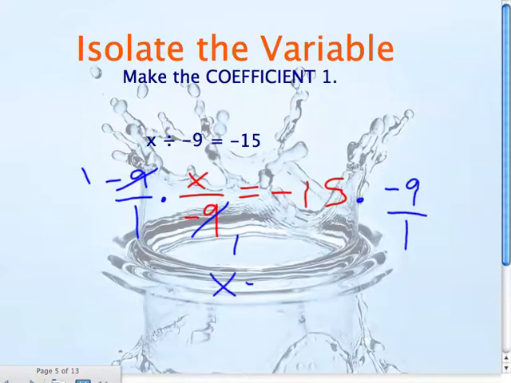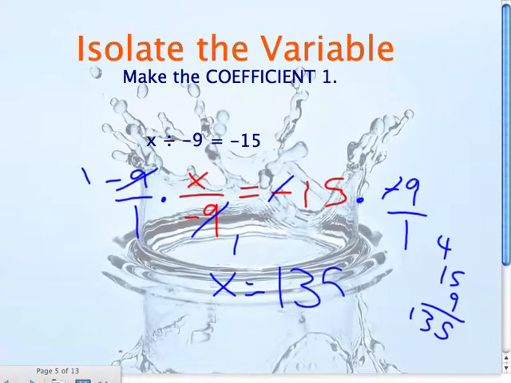So my x is going to equal, so they're both negative. 15 and 9 are both negative, so they're going to cancel out the negatives. And then just do 15 times 9. And I get 135 as my x. All right, let's try another one.